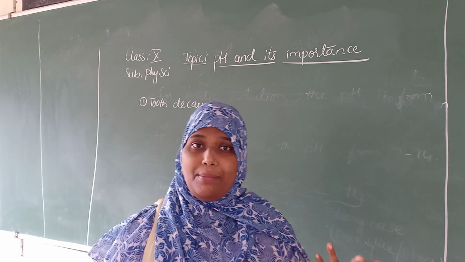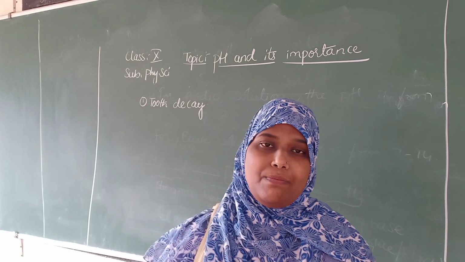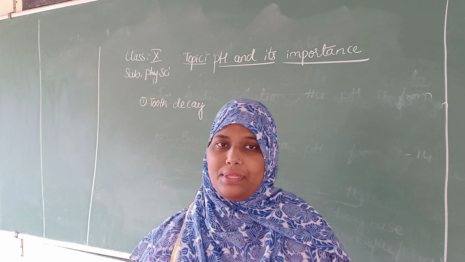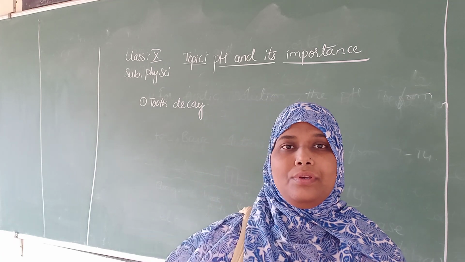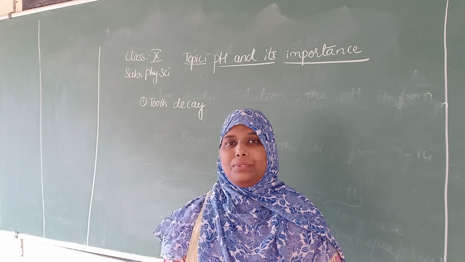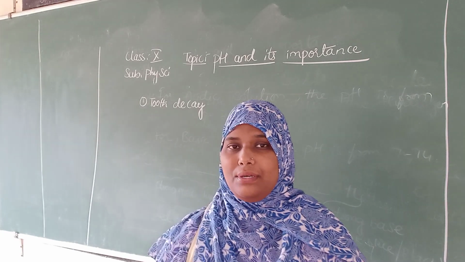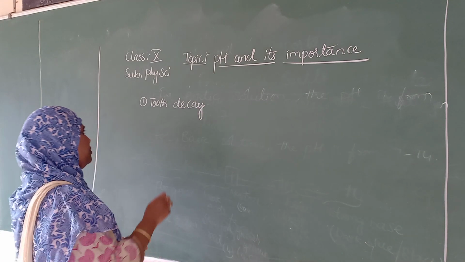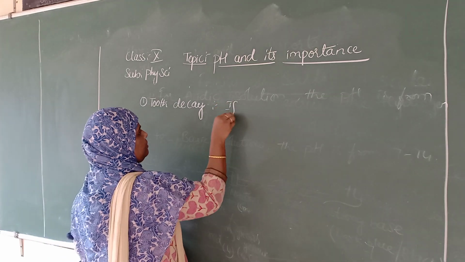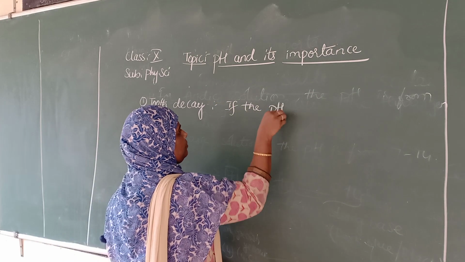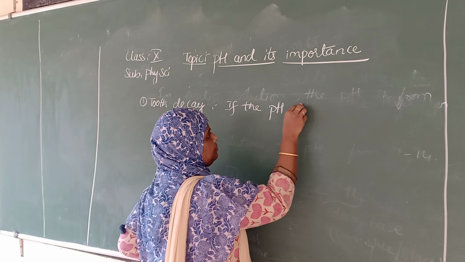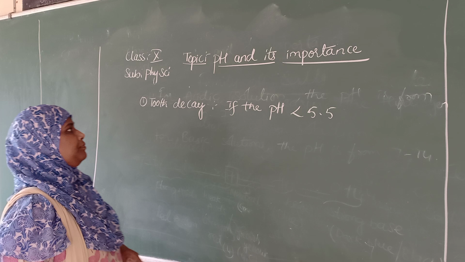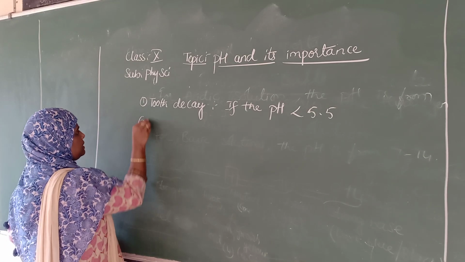So where are the acids coming from in the mouth? They are produced by the microorganisms whenever the food particles are stuck in between the teeth. So in order to prevent tooth decay, we have to brush the teeth after a meal. So tooth decay occurs if the pH is less than 5.5. Next, we will see acid rain.